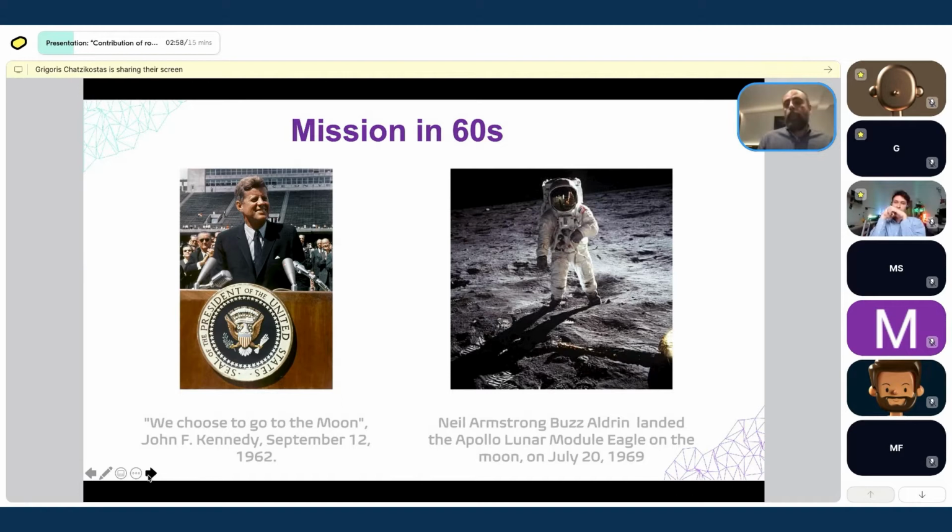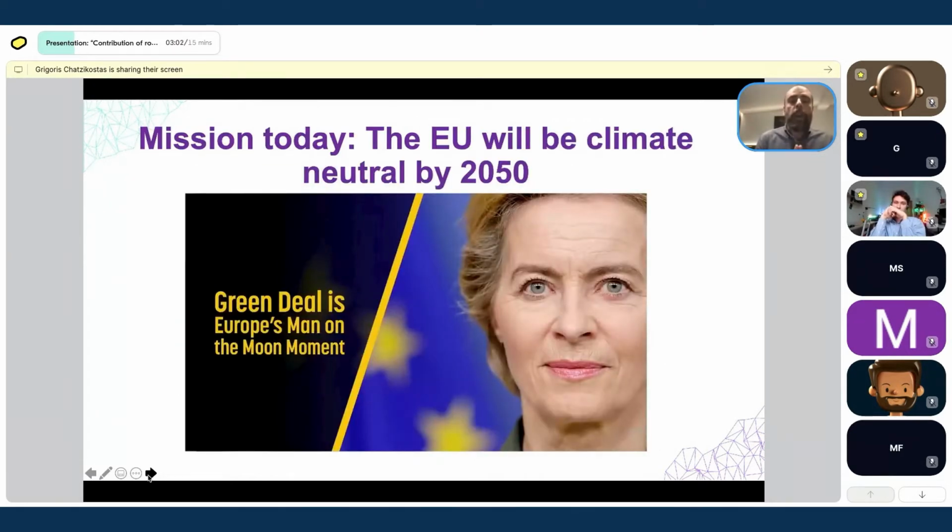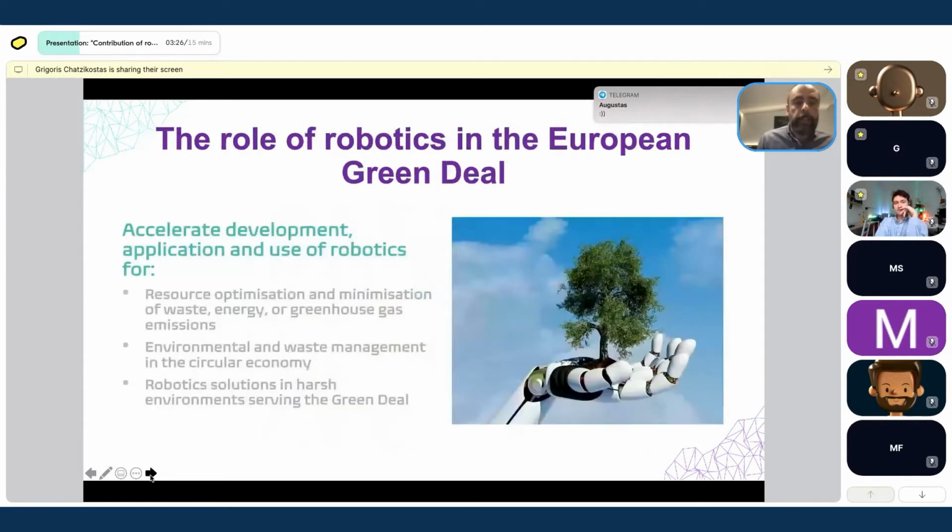Today, in 2022, what is our man on the moon moment in Europe? It is very clear. It's the Green Deal. It's the mission that the EU needs to be climate neutral by 2050. And 2050 is not so far away. It's less than 30 years from now. So this is a very ambitious, but yet vital goal for us in order to understand how this will move forward as a society.